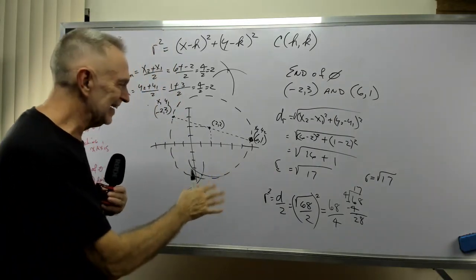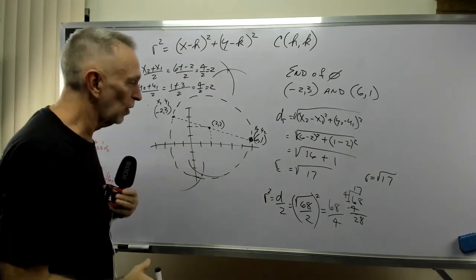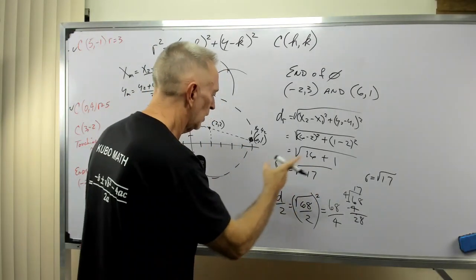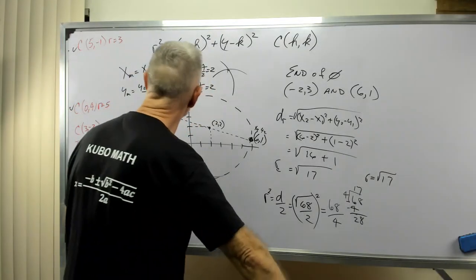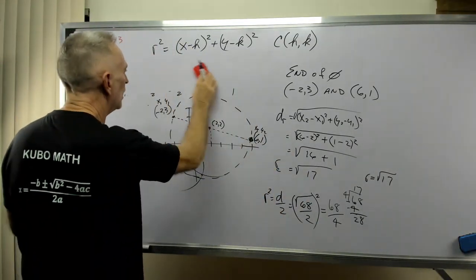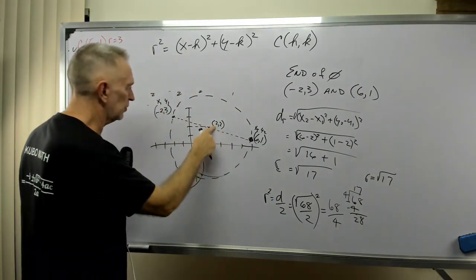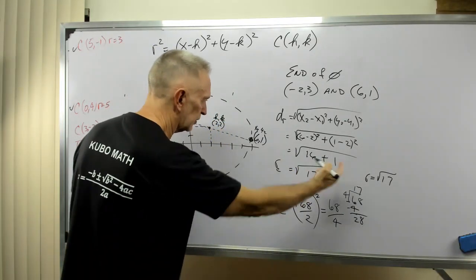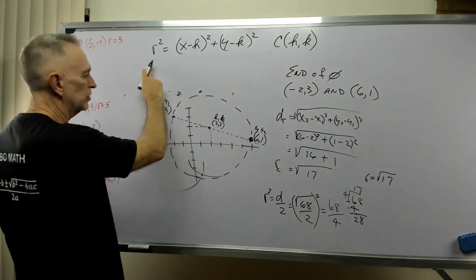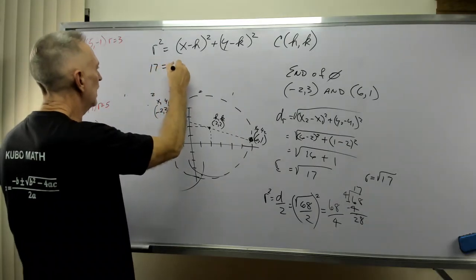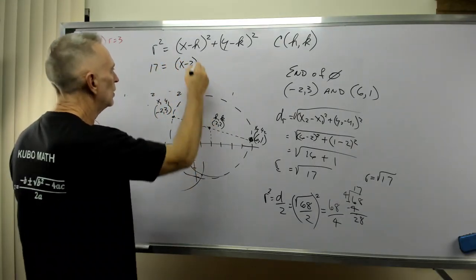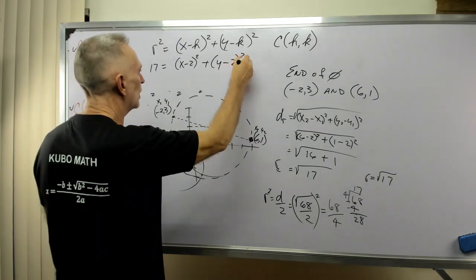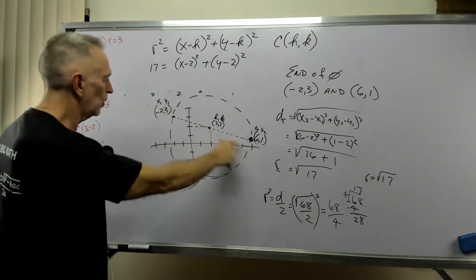Okay, but we still haven't gotten the equation of the circle, which is what we've been asked to do. r is the square root of 17. r squared is 17. So let's clean out a spot here. Okay, we know several things now. We know our center. This is h. That's k. We know r squared is 17. So r is the square root of 17. r squared is 17. And that equals x minus 2 squared plus y minus 2 squared. And that would be the equation of that circle where we were given a diameter.